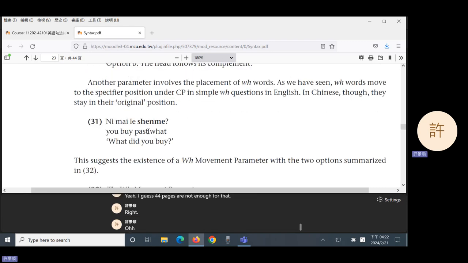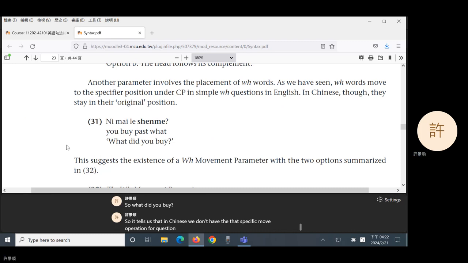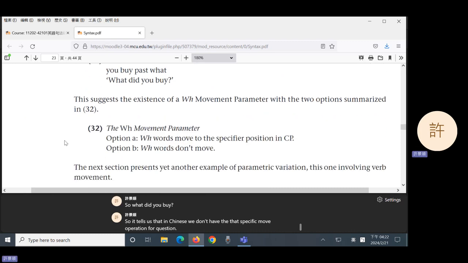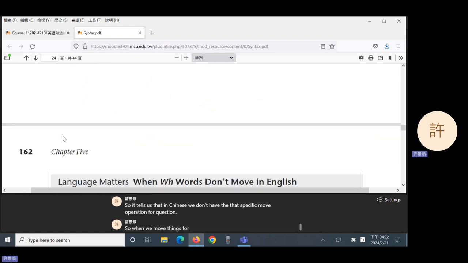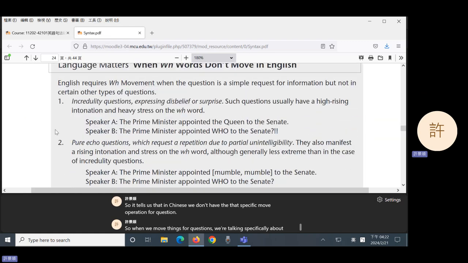Oh yeah, this is cool, this is from Chinese. 你买了什么? You buy past what? Le means past. So what did you buy? So it tells us that in Chinese, we don't have that specific move operation for questions. So when we move things for questions, we're talking specifically about English.